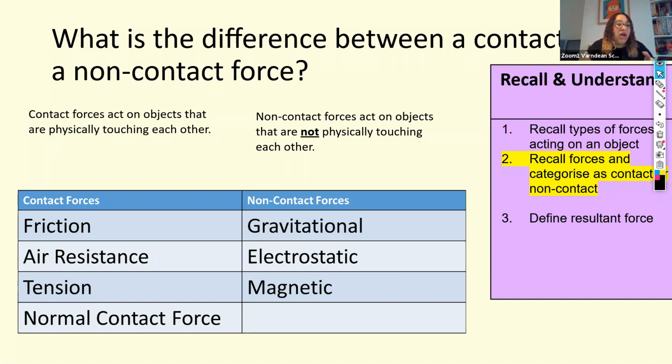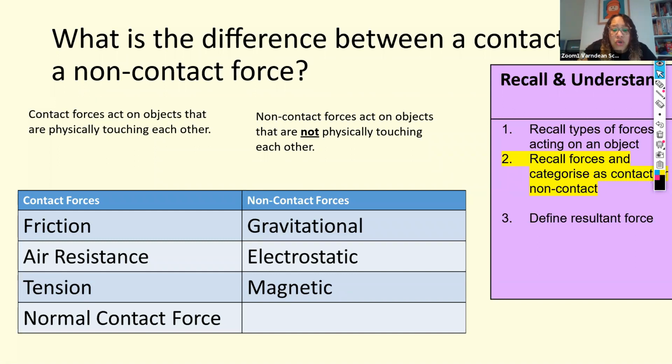So contact forces act on objects that are touching each other. We talked about friction. Non-contact forces act on objects that are not physically touching each other. If you think about two magnets, they're not physically touching, but they're either being attracted or repelled, and that's a non-contact force. So in this table here, it tells us some of the contact forces. We've got friction, we've got air resistance. And I know some of you might go, oh, but air resistance, how is that a contact force? Because what you need to think about is even though you can't see all of those air particles hitting whatever the object is, they're touching, and that's what's causing a car to slow down. All those air particles are actually hitting, physically touching the bonnet, if you like, of the car. Then you've got tension forces and normal contact force.